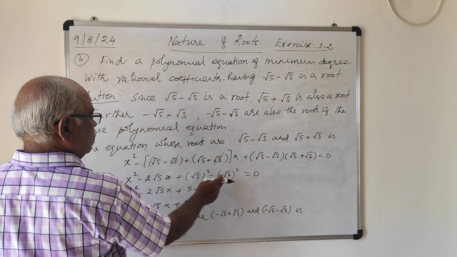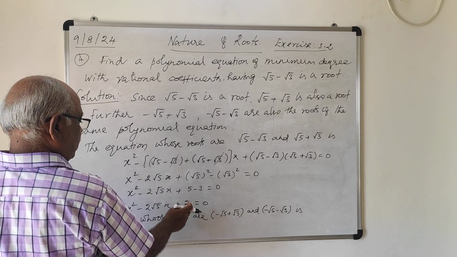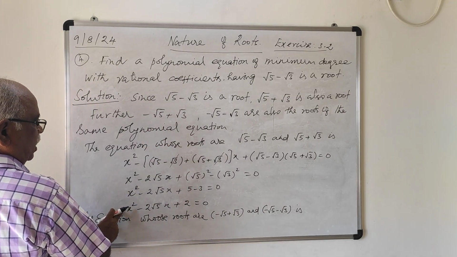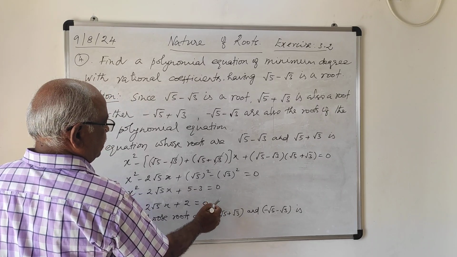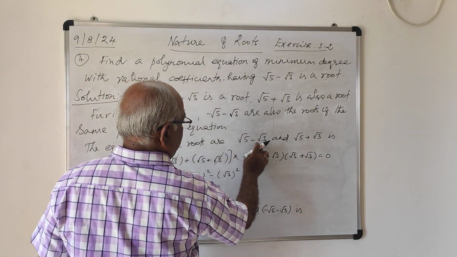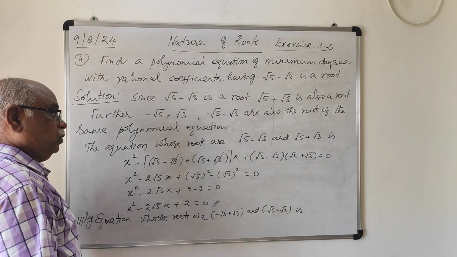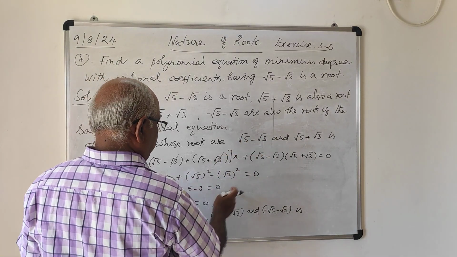Root 5 square minus root 3 square. Root 5 square is 5, root 3 square is 3. 5 minus 3 is 2. Therefore, x square minus 2 root 5x plus 2 equal to 0 is the equation whose roots are root 5 plus root 3 and root 5 minus root 3.